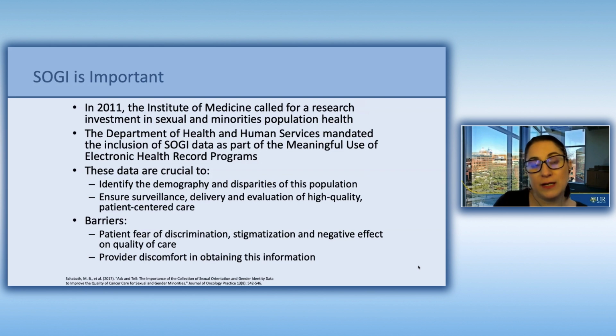And sexual orientation and gender identity, or SOGI data, is really important. Some of you may know that back in 2011, the Institute of Medicine called for research investment in this. And the Department of Health and Human Services actually mandated the collection of this data as part of meaningful use. And really putting that aside, these data are critical in helping us understand our population and the disparities that may exist there. It also can hold us accountable to those disparities. So really surveying and making sure that we are delivering and evaluating the delivery of high quality patient-centered care.